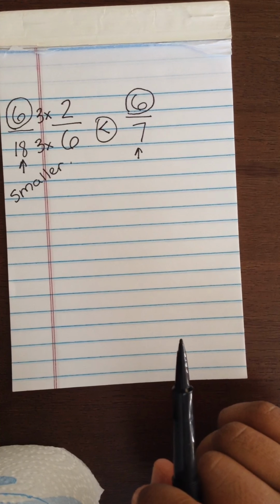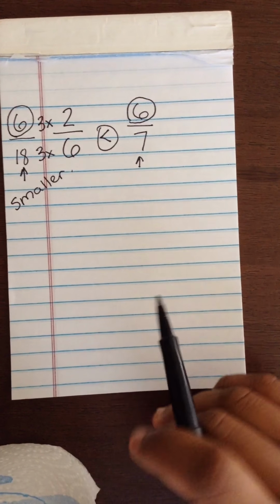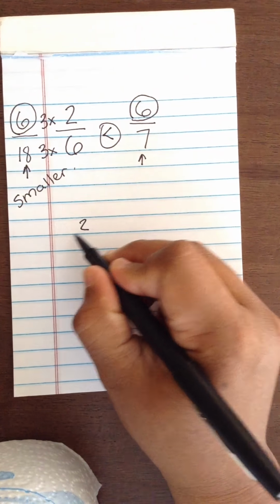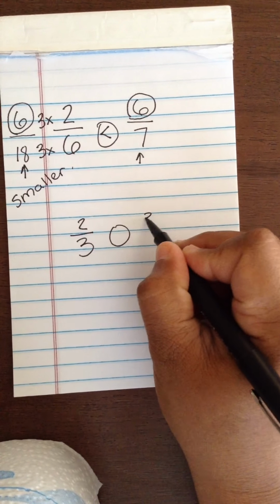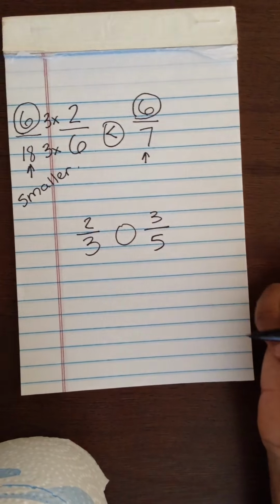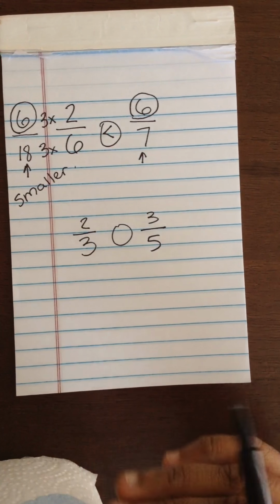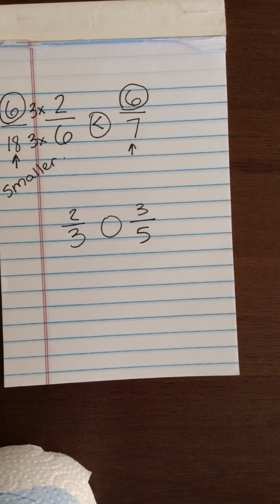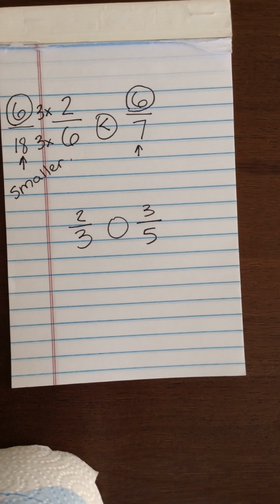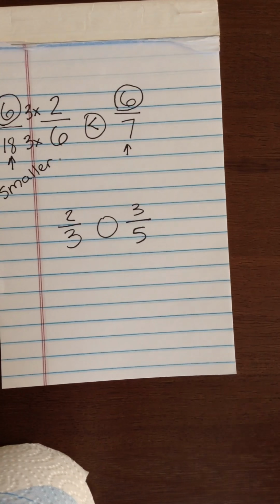Let's compare two fractions where we have to make the denominator the same. Let's use 2/3 and 3/5. My numerators are different, my denominators are different. So I'll need to make multiplication sentences to figure out what can I multiply times 3 and what can I multiply times 5 to get the same number.